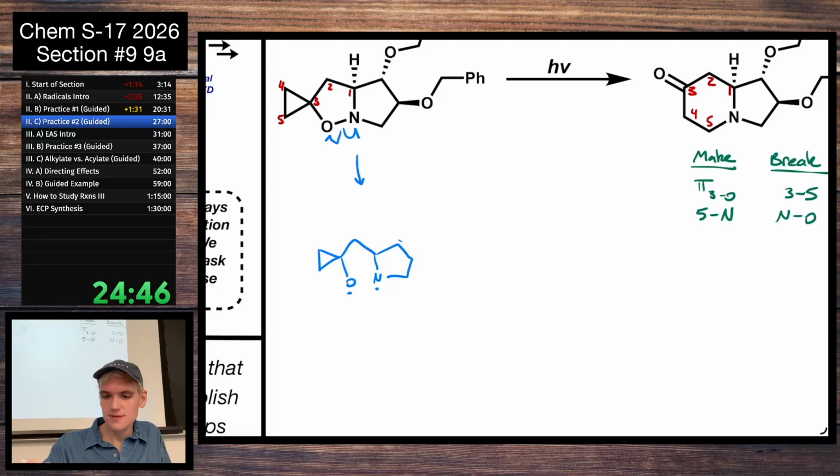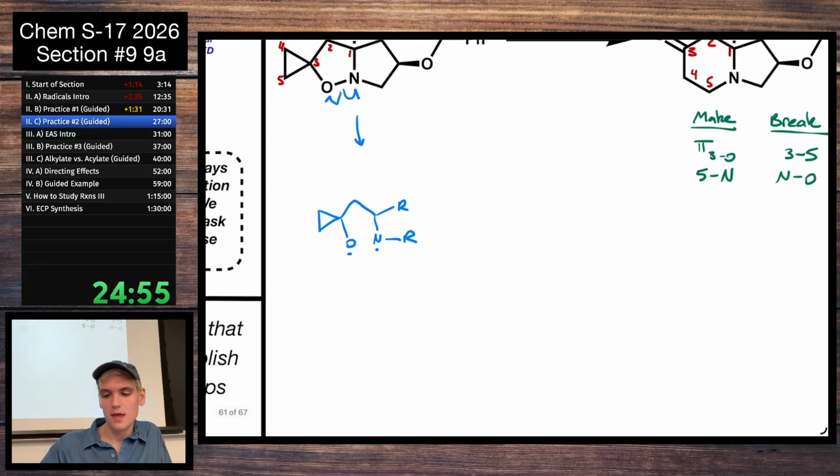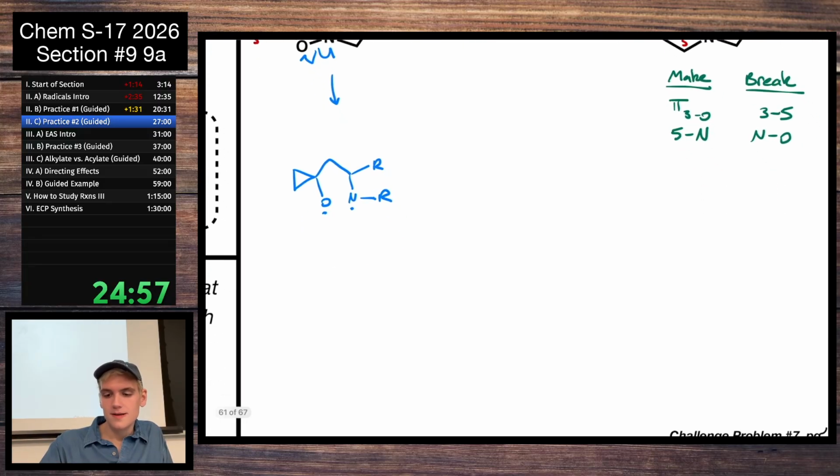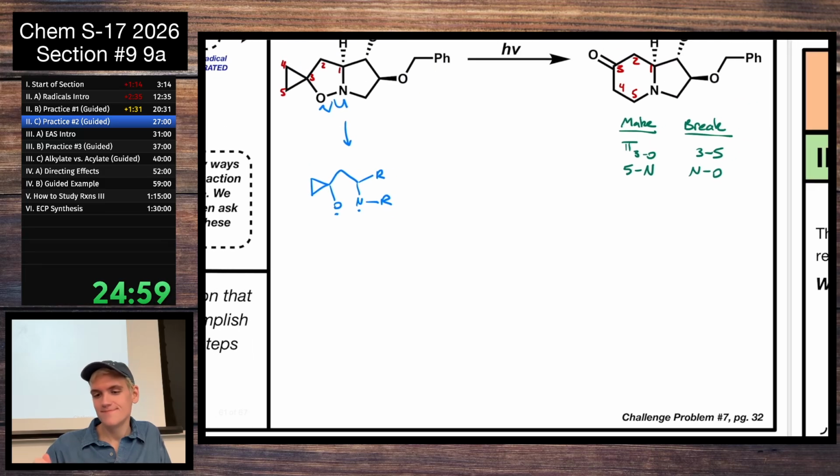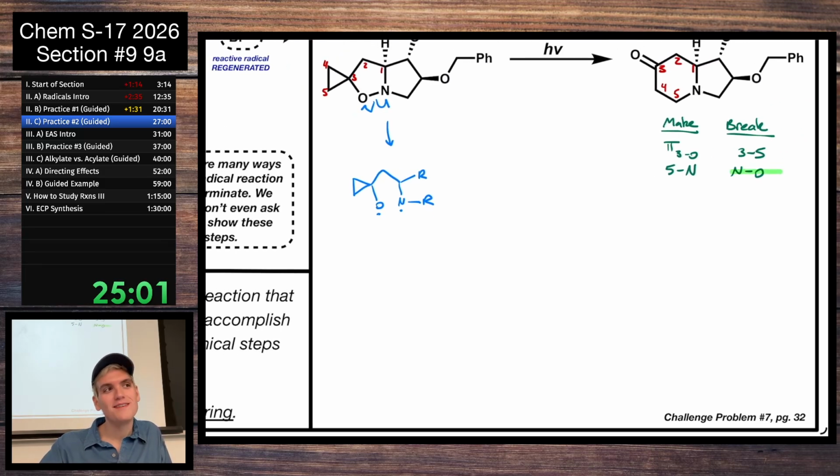And actually, to be so honest, I'm not going to draw the rest. You will on your problem set. But I'm going to call this R, and I'm going to call this R. And I'm just not going to draw it, because I make the rules here. So we broke the NO bond. Okay, so now, where do you think we're going to go next?